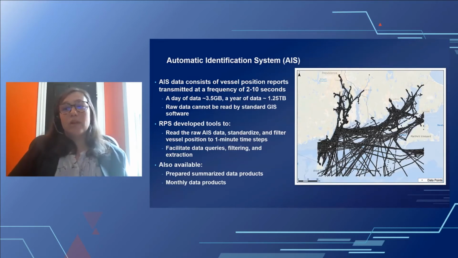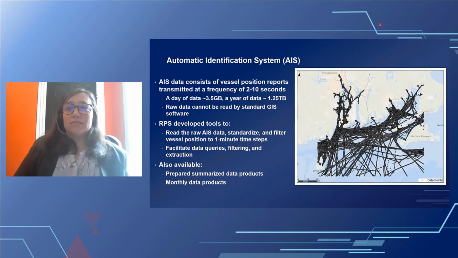RPS with NOAA and BOEM has developed an updated software to aid in the reading, processing, and analysis of AIS data. Tools were created to read the raw data, standardize, and filter to 1-minute time steps to make it more usable overall. Filtered data is then loaded into a relational database that allows rapid data queries, filtering, and extraction. Monthly AIS data products are also prepared by UTM Zone for more manageable distribution and analysis. And finally, tools were also created to prepare summary data products for analysis and review.